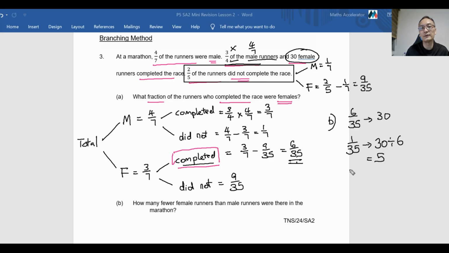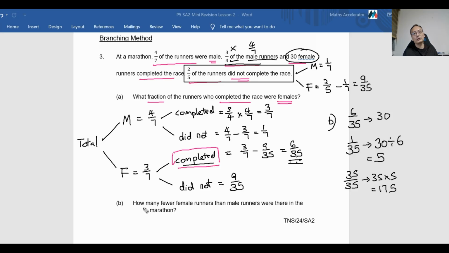So let's find the total first. The total is 35/35. So 35 times 5, we will arrive at 175. So now we know that the total is 175.